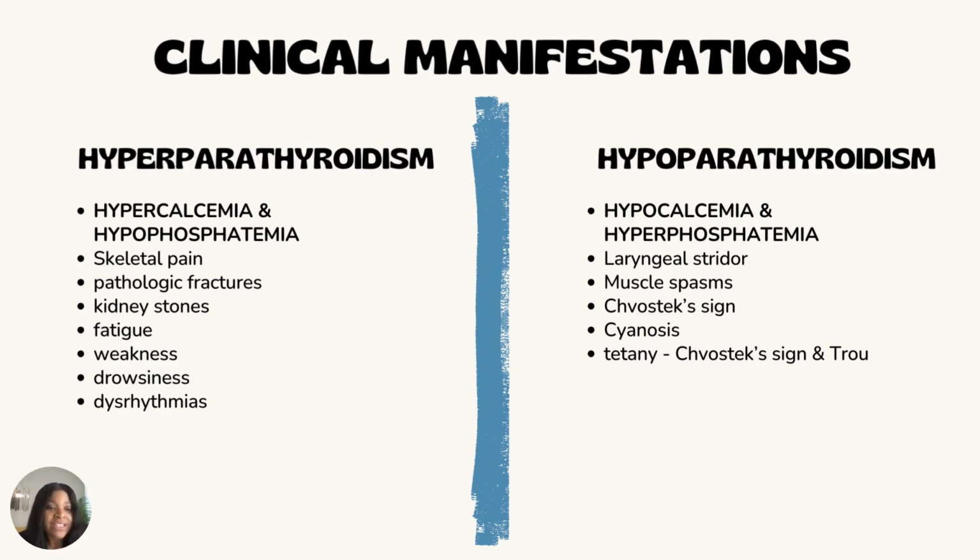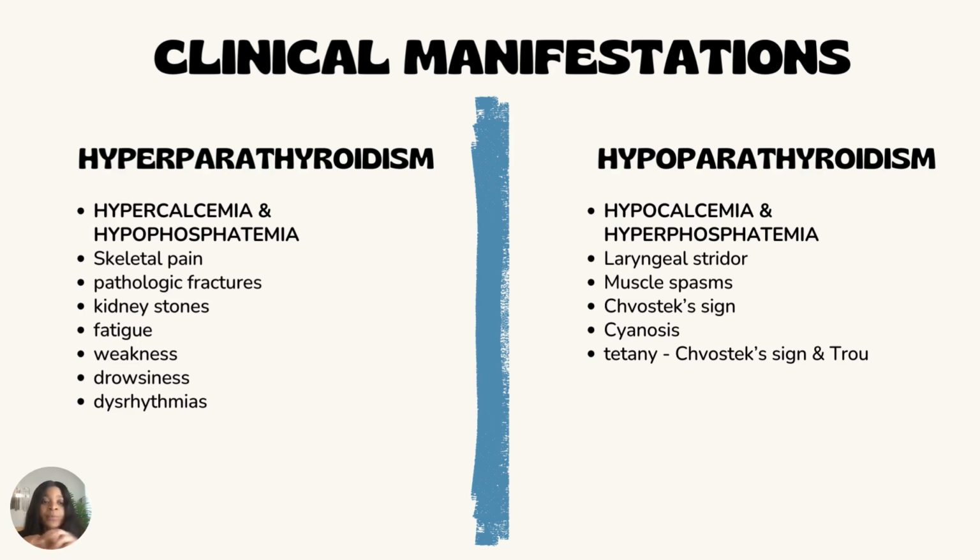So we're going to look at some clinical manifestations of both. With hyperparathyroidism, we have hypercalcemia, like I said, but then we also have hypophosphatemia. Why? Because naturally, your calcium and your phosphorus have what we call an inverse relationship. When one is high, the other one is low.